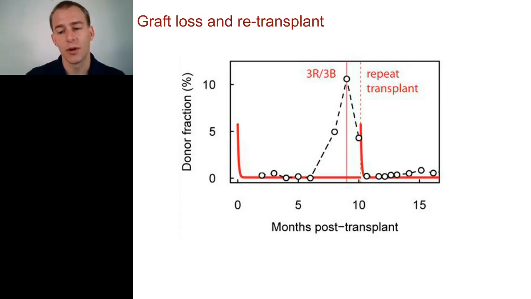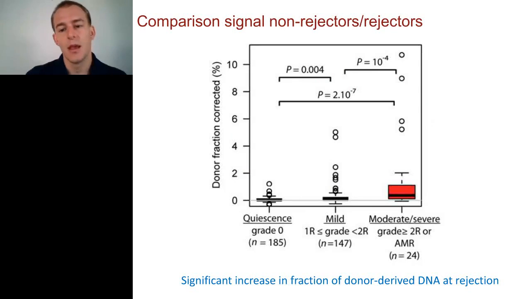as a way to intervene. And what you can see is that the donor fraction decays back to a very low baseline level after this repeat transplant. And so that indicated to us that there's very little residual chimerism, and that the signal is not confused by residual chimerism, so that you can use this test also in the context of re-transplant.